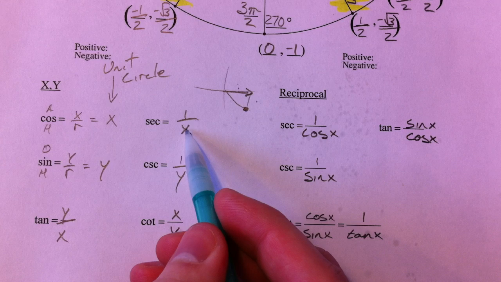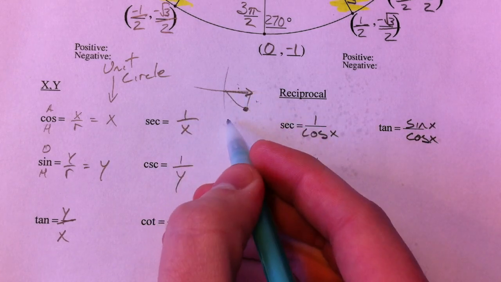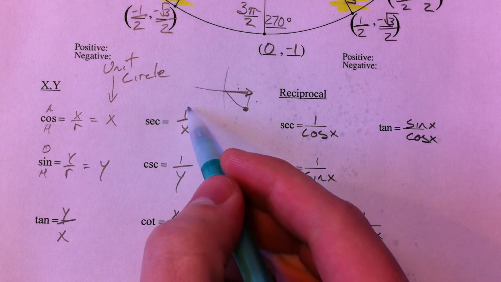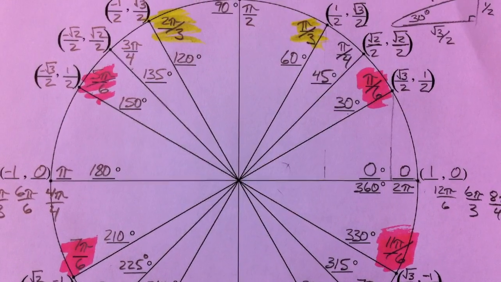And I say 1 over x, but keep in mind it's just the reciprocal, and so if your x value is 1/2, the reciprocal of 1/2 is just 2, 2 over 1. Or if it's root 3 over 2, flip it over, it's 2 over root 3. No need to do 1 divided by whatever that is. And that is how we use our unit circle.